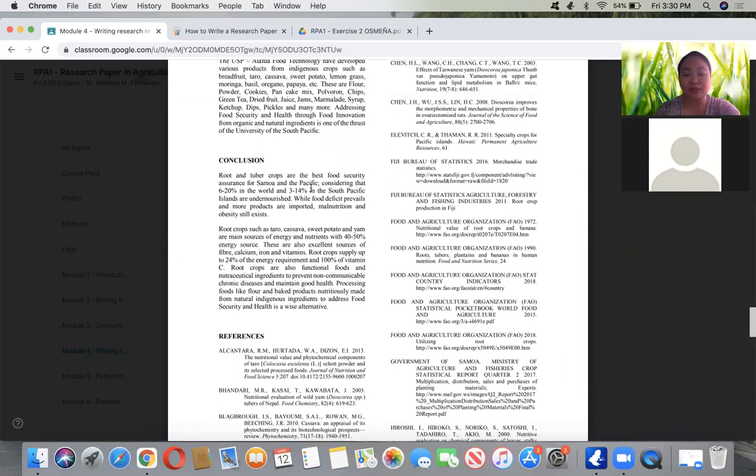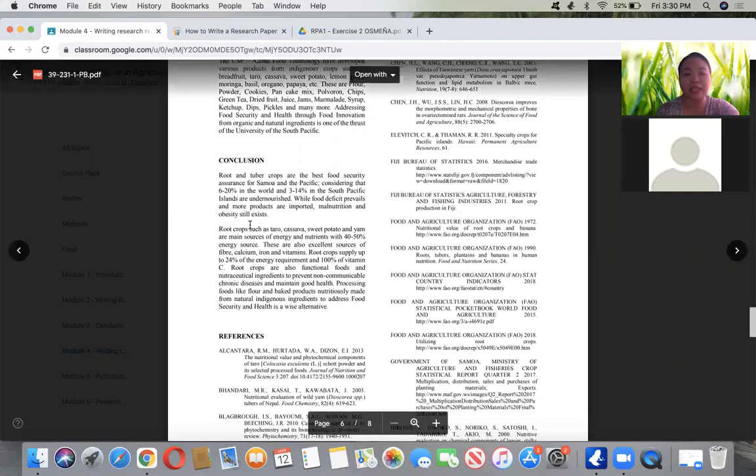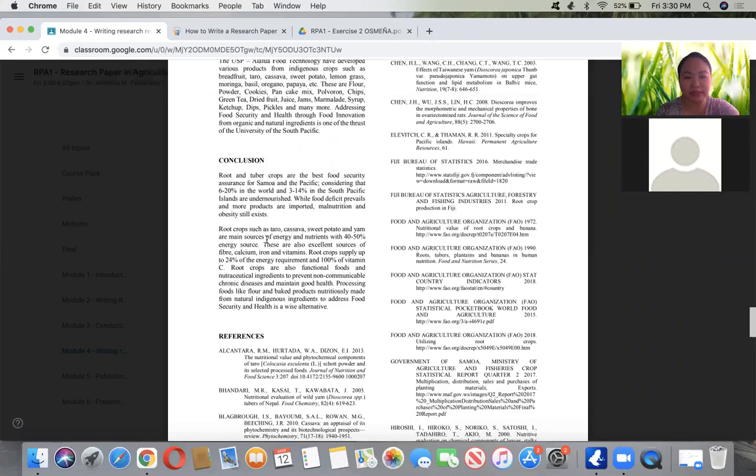Since if you don't know yet, the yams or yung ating gabi are actually the staple food in Samoa. Considering that 6 to 20% in the world and 3 to 14% in the South Pacific Islands are undernourished, while food deficit prevails and more products are imported, malnutrition and obesity still exist.